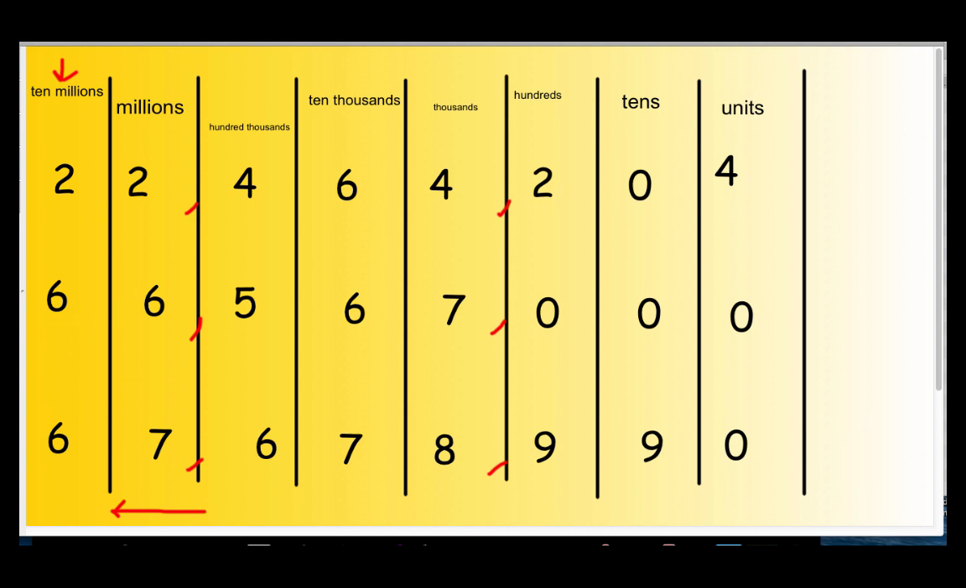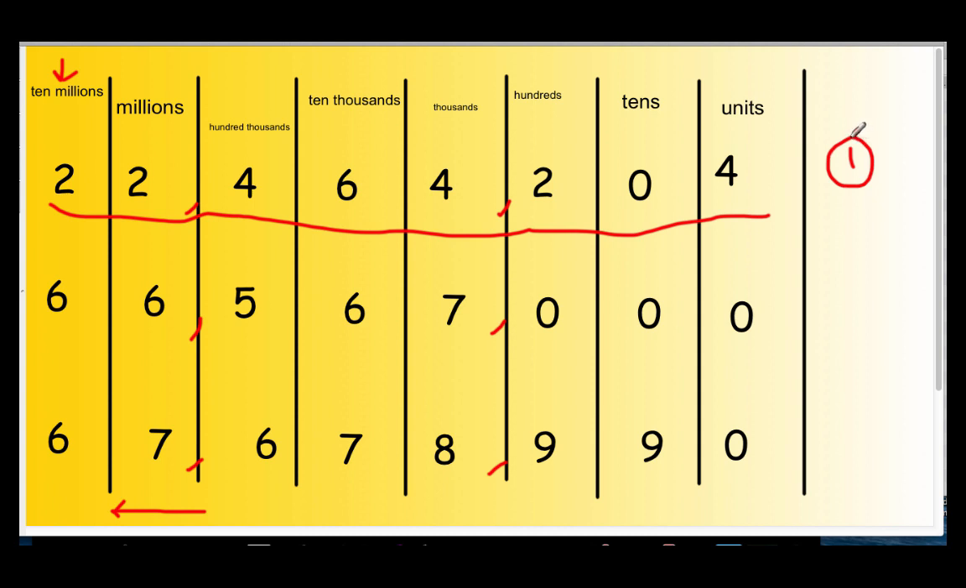Well, let's look at the first one. Oh, 2 lots of 10 million. Okay, this one down here's got 6 lots of 10 million, and this one's got 6 lots of 10 million. So straight away we can see that because this has only got 2, that's our lowest number. So can we call that number 1, please? That's the lowest one. Remember, we're going in ascending order, so we're starting at the bottom.